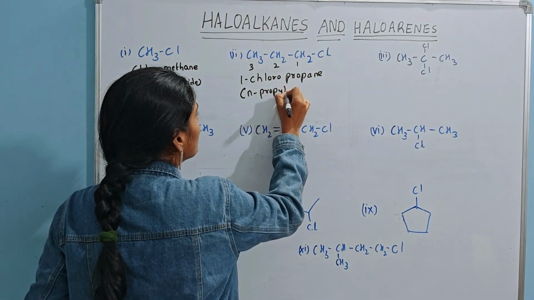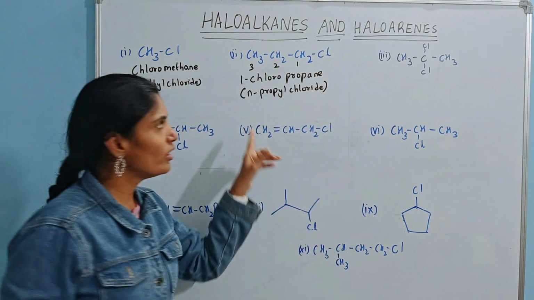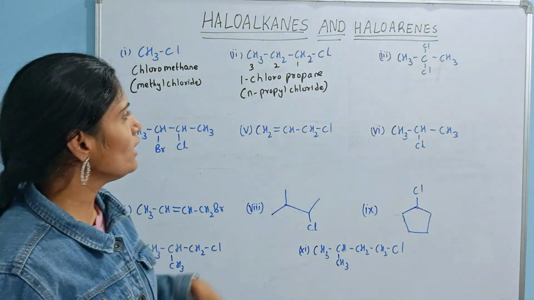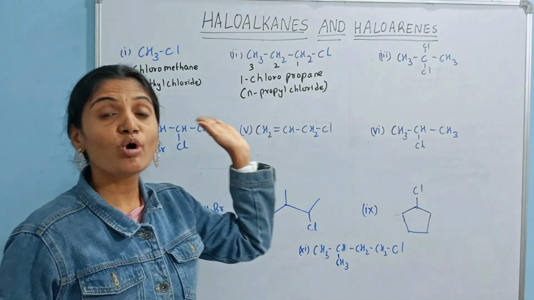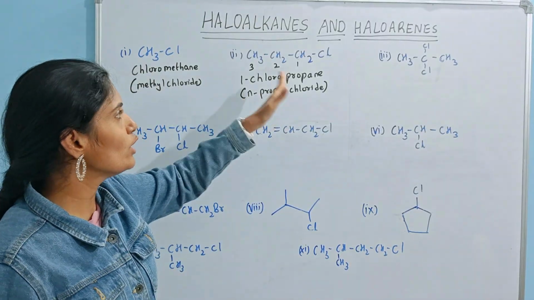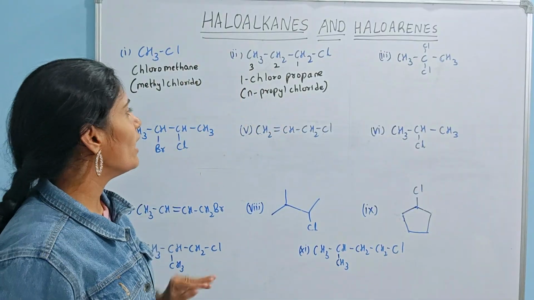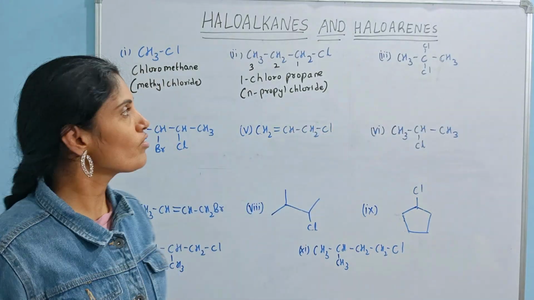When it comes to common naming, how will I write it? N-propyl chloride. I write it as N-propyl chloride because I have 3 carbons, and because it is a straight chain. 1-chloropropane is the IUPAC naming. Common naming will be N-propyl chloride. Now let us do the next compound.